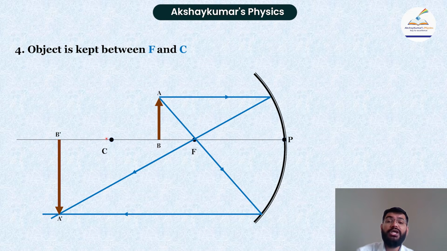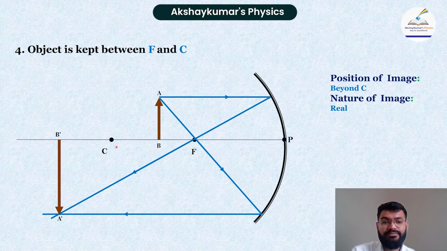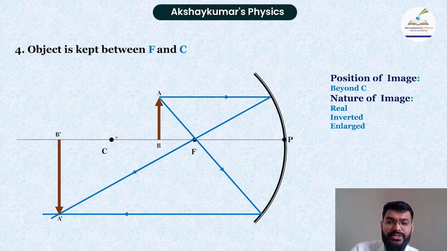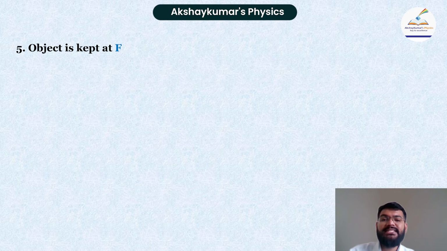सो व्हेन वी आर टॉकिंग अबाउट द नेचर ऑफ द इमेज फॉर्म्ड हियर, इट इज गोइंग टू बी रियल, inverted and enlarged, and the position of image is going to be beyond center of curvature. I hope you have understood this. We will move on to the next image formation, that is when the object is kept at F.